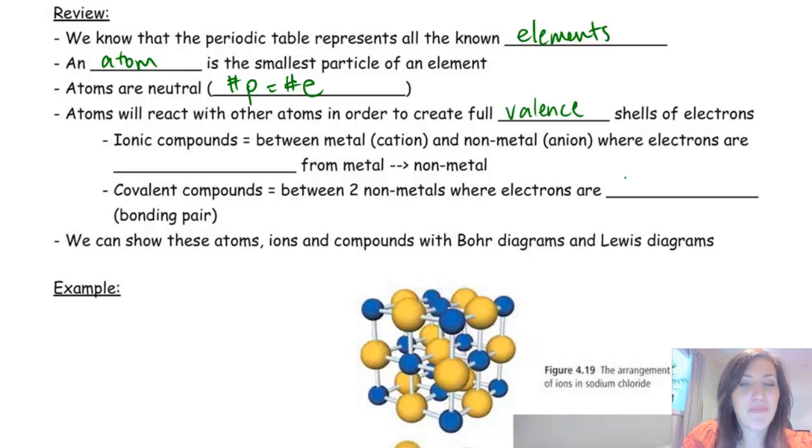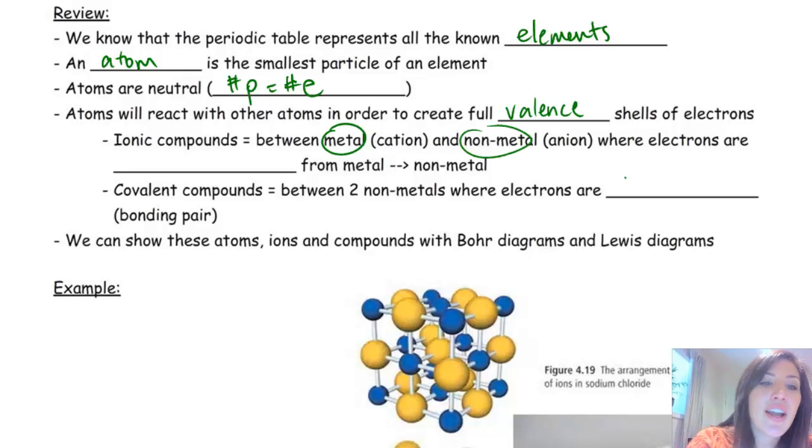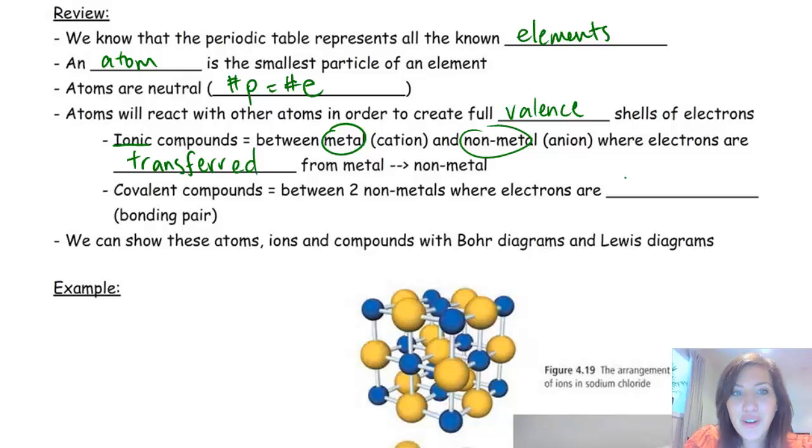When atoms react together, if one is a metal and the other is a non-metal, we call this an ionic compound, and the electrons are transferred from the metal to the non-metal. This is very important for you to remember that for ionic, the electrons are transferred from the metal to the non-metal. Covalent, however, is between two nonmetals where the electrons are shared. Please take note of the difference between ionic and covalent compounds. It will help if you understand which elements on the periodic table are metals and which are nonmetals.